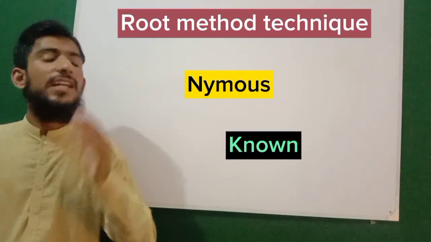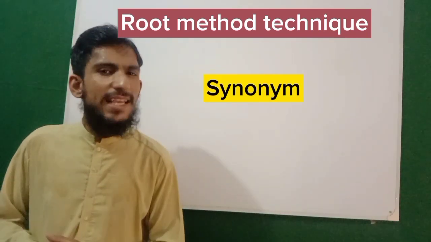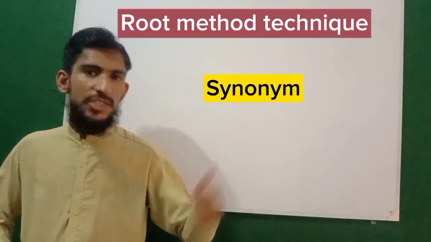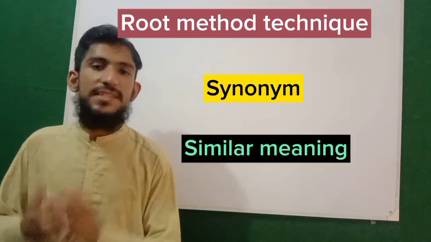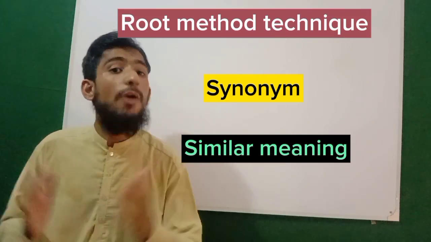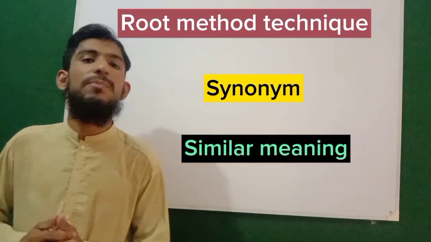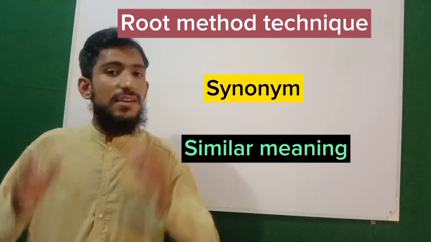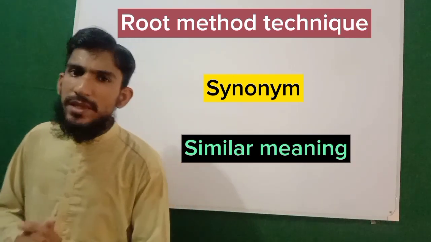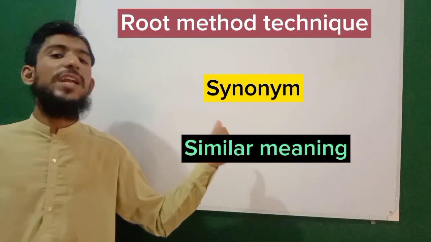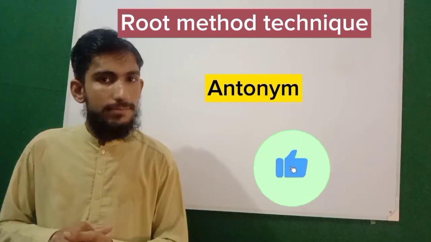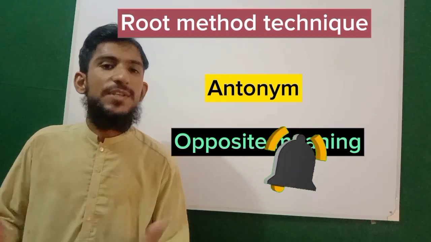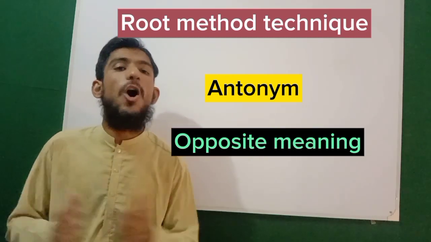Now you will be seeing the third word. The third word is synonym. So we have added the prefix syn. Synonym means those words which have similar meaning. You will be seeing on the board, synonym means similar meaning. Now you have learned the third word as well. Now look at the fourth word. The fourth word is antonym. Antonym means opposite meaning, those words which carry the opposite meaning.